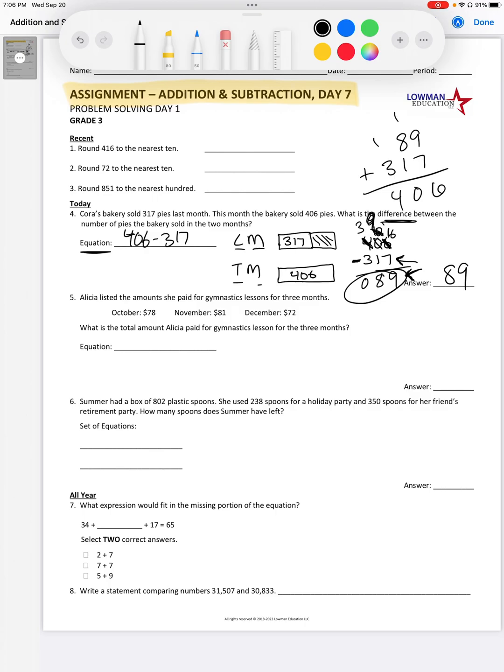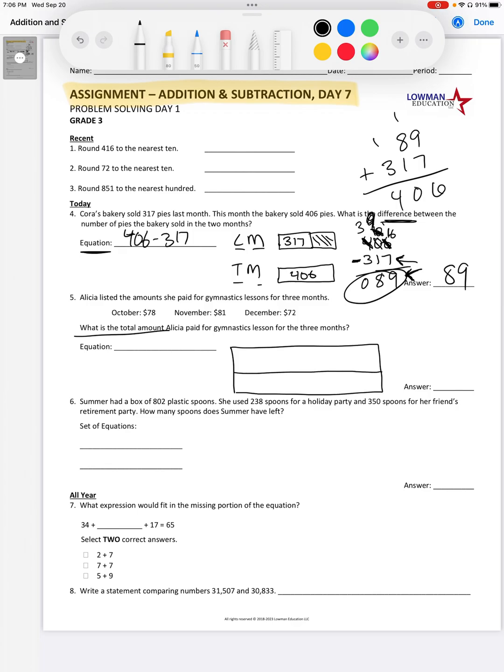Okay, for problem 5, it says, Alicia listed the amount she paid for gymnastics lessons for 3 months. In October, she paid $78. November, $81. December, $72. What is the total amount Alicia paid for gymnastics lessons for the 3 months? Well, the model I like to draw for this is known as a strip diagram, and this will absolutely be all over the STAR test and every test in between, probably.